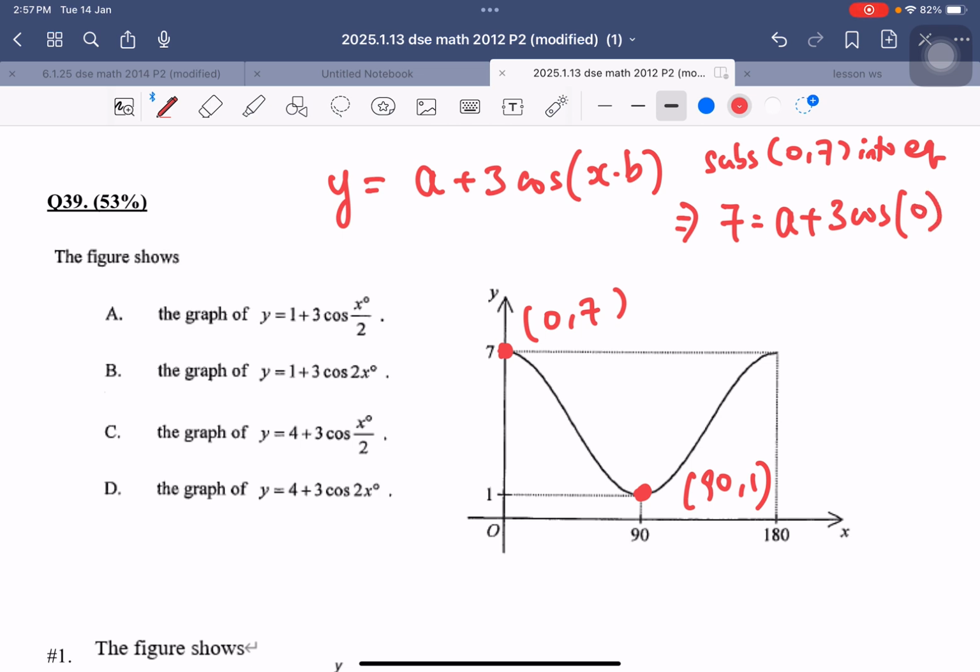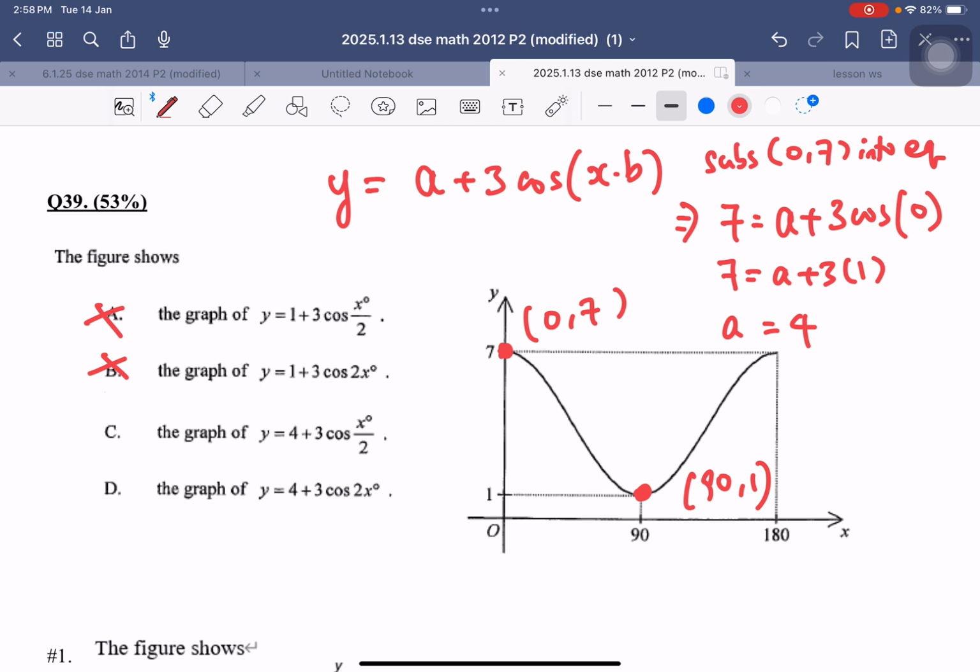Cosine 0 giving you, use your calculator. Don't trust your brain. Okay? 1. So now I have 7 equal to a plus 3 times 1. Then a is equal to 4. So you can see from here, a and b must be wrong. If you guess, just guess C or D. You can still have the chance, the probability of you getting this correct goes from 25% to 50%.